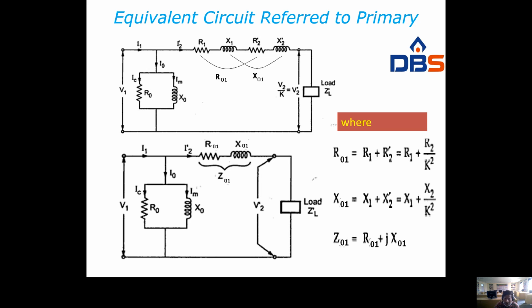So look, refer to primary, we don't change R0, X0, we don't change R1, X1, but we change the secondary parameters R2, X2 to primary, that is R2 dash, X2 dash. Now combine these two. R1 plus R2 dash is nothing but R01, equivalent resistance referred to the primary. X1 plus X2 dash, equivalent reactance referred to the primary, right? And V2 dash, equivalent secondary voltage referred to the primary, that is V2 by K, right?